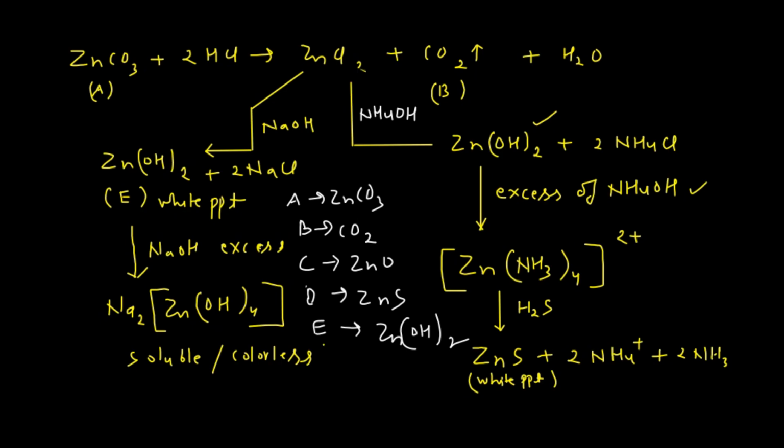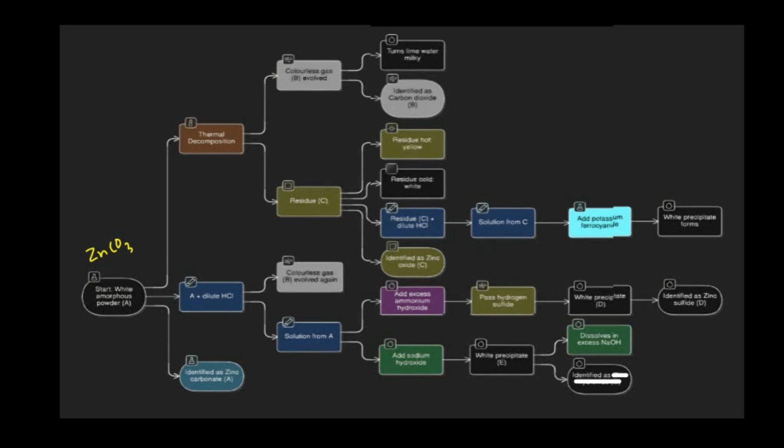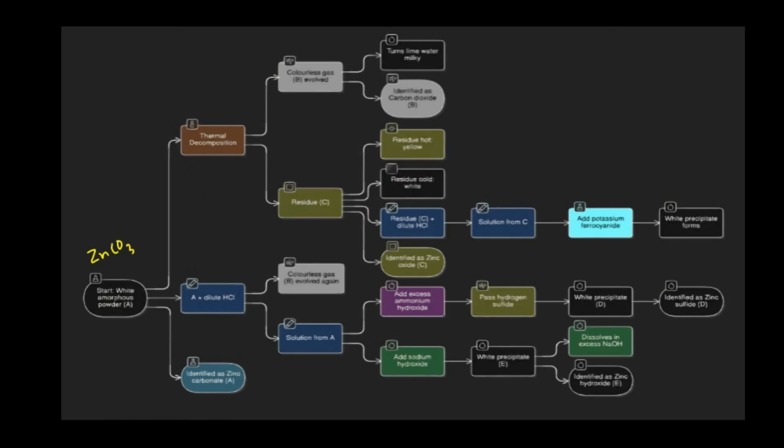Initially, if you try to read the problem, it seems very difficult, but the very convenient way is to convert that problem into a flow chart, which I have converted here. And then you can go for the observations which are given here. You should also have some idea about the colors of the salts and many other things. But if you practice a lot, then you will be able to solve such kind of problem. Otherwise it is very difficult to solve such problems. If I remove this, this is your zinc hydroxide.